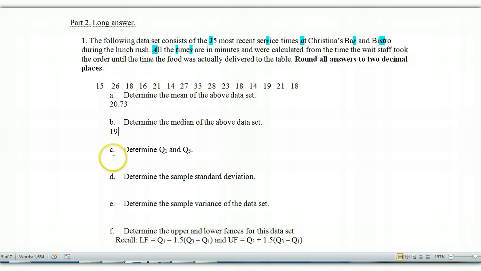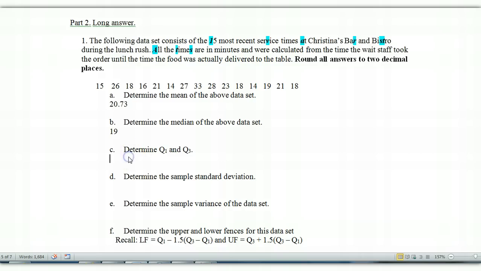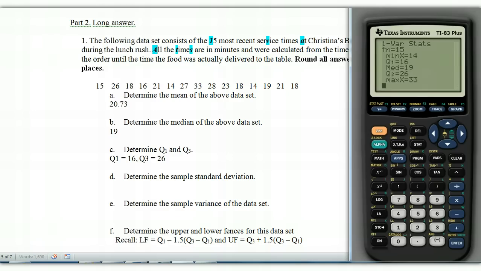Q1 and Q3, that's on one variable stats. 16, 26. Sample standard deviation, remember that's back up here at the top. This is sample standard deviation. This is population standard deviation. We want sample. So 5.65.